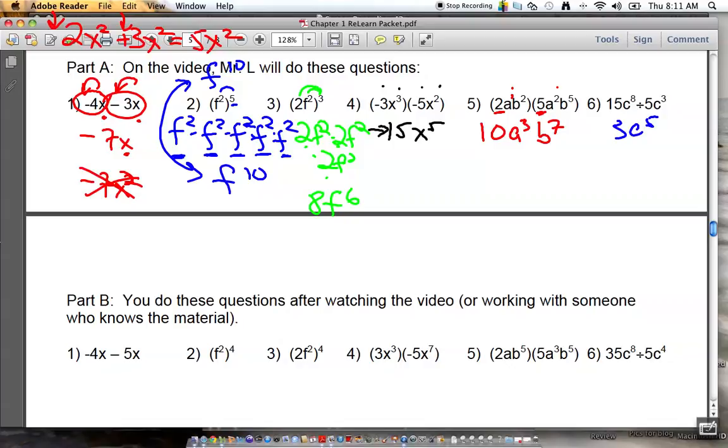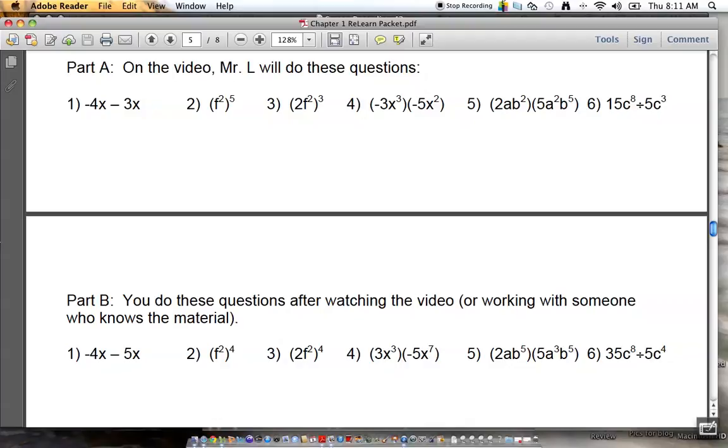Okay. Third section of the test completed and done.